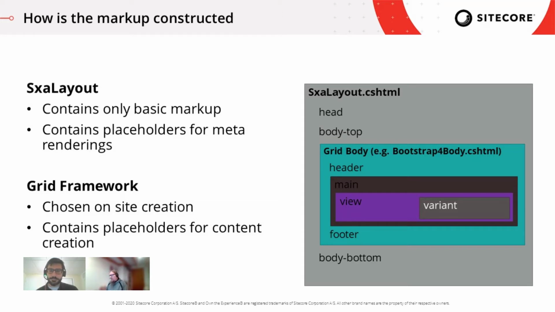In addition to that, especially for content maintenance purposes, it loads another grid body, which is dependent on the grid that we've chosen on site creation. In our case, we have chosen the Bootstrap 4 grid, and therefore it will load the Bootstrap 4 body.cshtml file, which again doesn't contain much besides 3 additional placeholders, which are meant for our content maintenance. On the one hand, we have a header placeholder, then a main placeholder, and a footer placeholder.